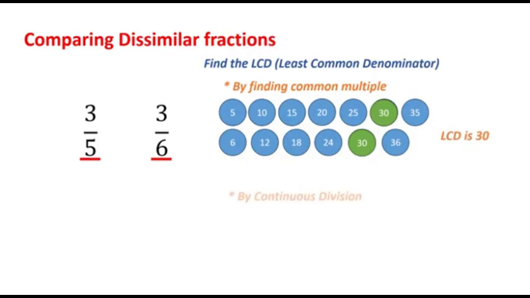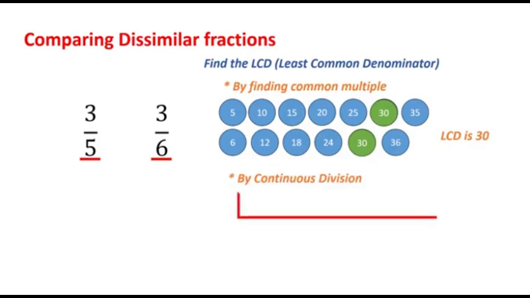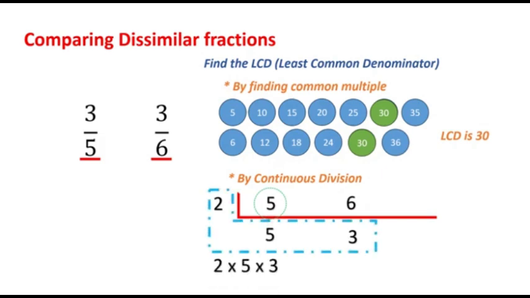You can also find the LCD through continuous division. To do so, simply take all the denominators, 5 and 6. 5 is already a prime number, but we can still proceed with 6. Divide it by the lowest prime number, which is 2. So 6 divided by 2 is 3. And now we got all the prime numbers. All we need to do is to multiply them together. So 2 times 5 is 10. 10 times 3 is 30. So we got the same answer using a different method.